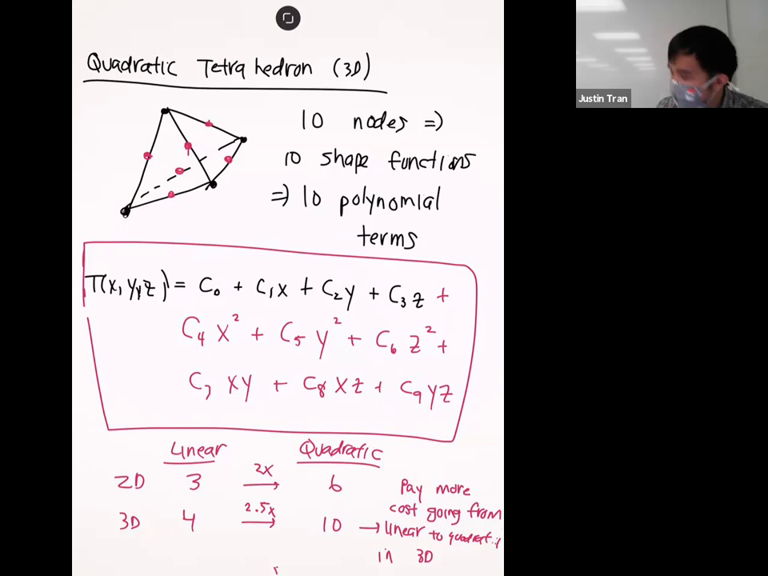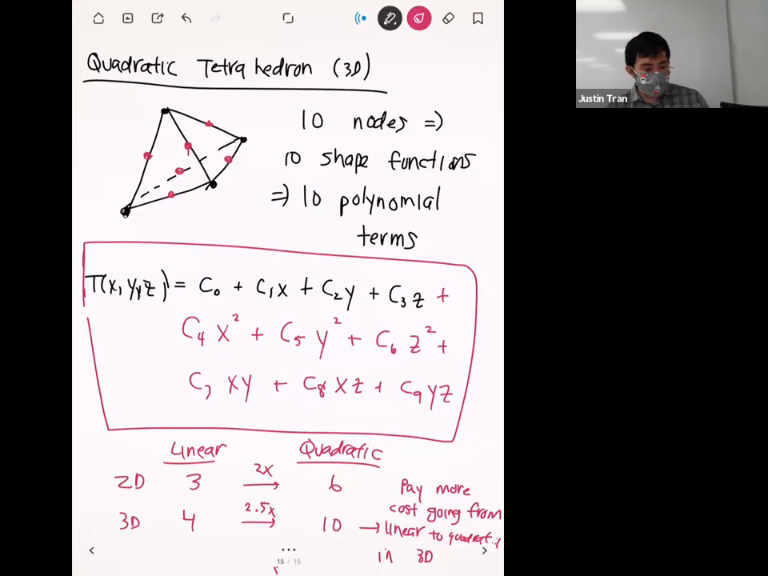Fortunately, on my iPad, I can't write in that bottom corner. But basically what that says down there is you pay more cost going from linear to quadratic in 3D, relatively speaking. I think someone asked a question on Monday. It's not that you're always going to get a 2.5x increase in the amount of nodes, because remember, nodes are shared between different elements. But you can expect a big proportional increase in that sense.